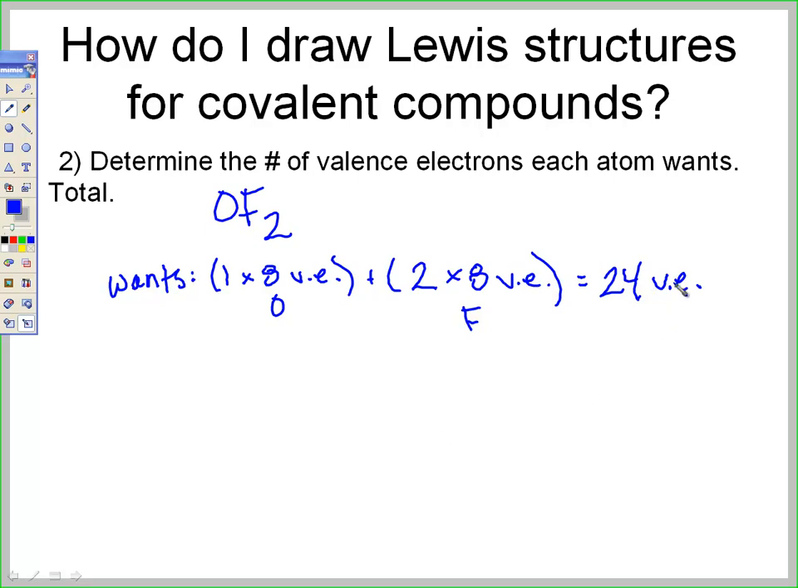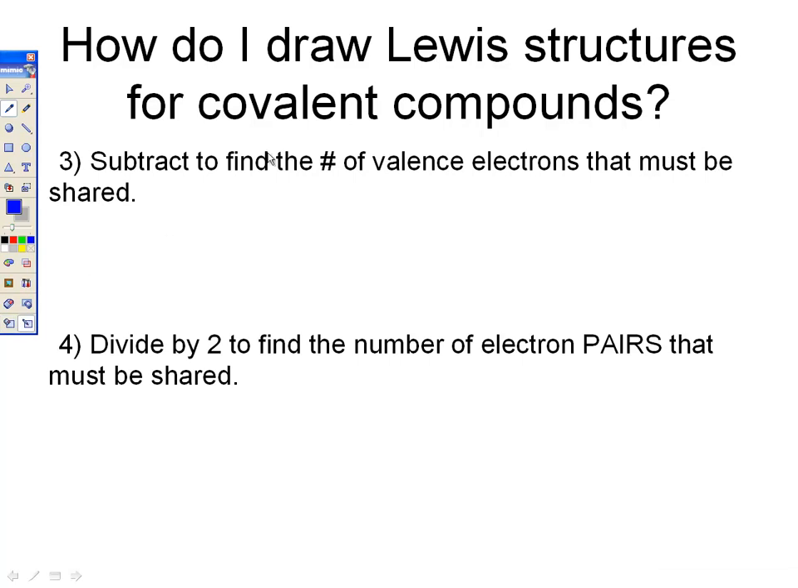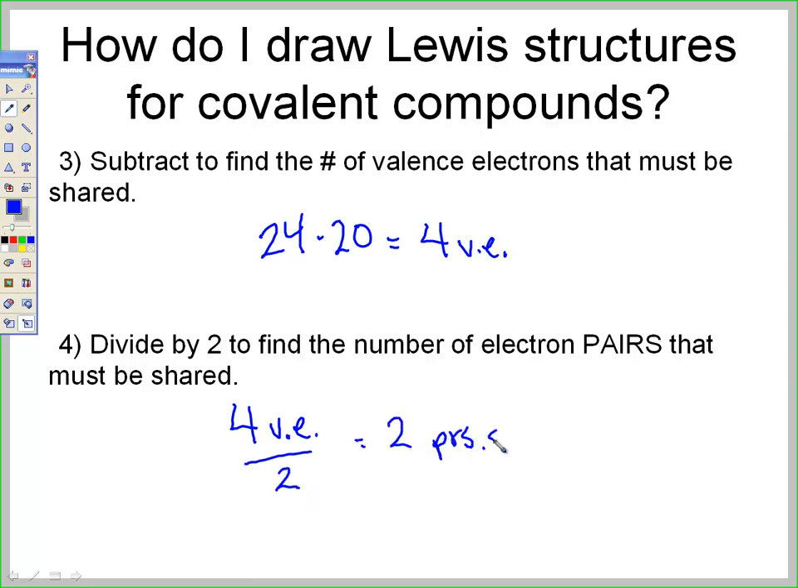So that's what I need to make these atoms feel like they have. But remember, I only have 20 electrons to do it, so I need to make 20 seem like 24. And the way that I'm going to do that is by sharing. So I'm going to subtract those 2 numbers to find the number of valence electrons that must be shared. So that's 4, which means as far as pairs go, we're going to be sharing 2 pairs. So when we're all done and we look at our molecule, we should only have 2 shared pairs.